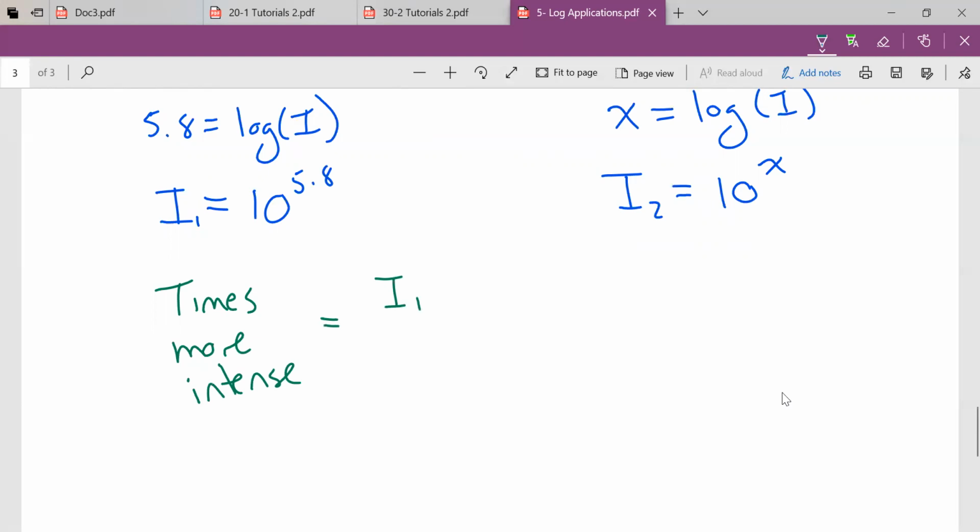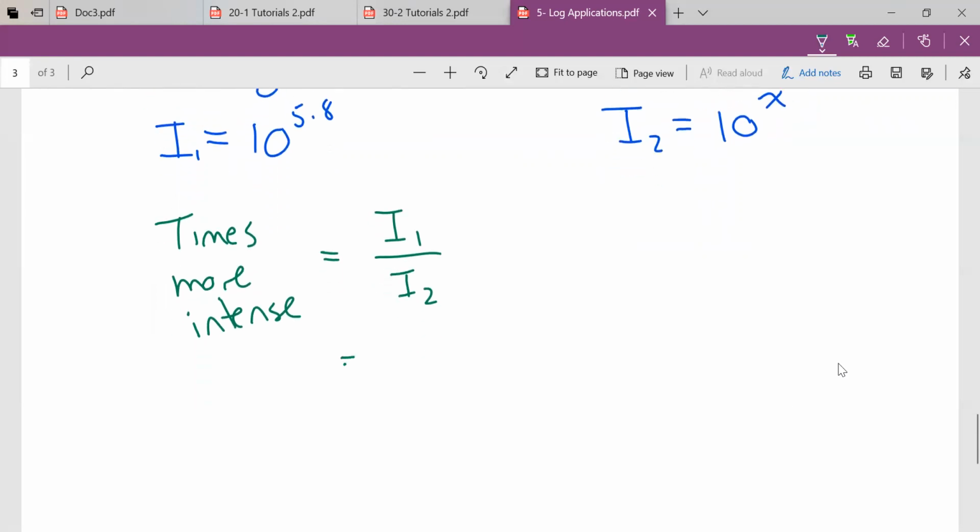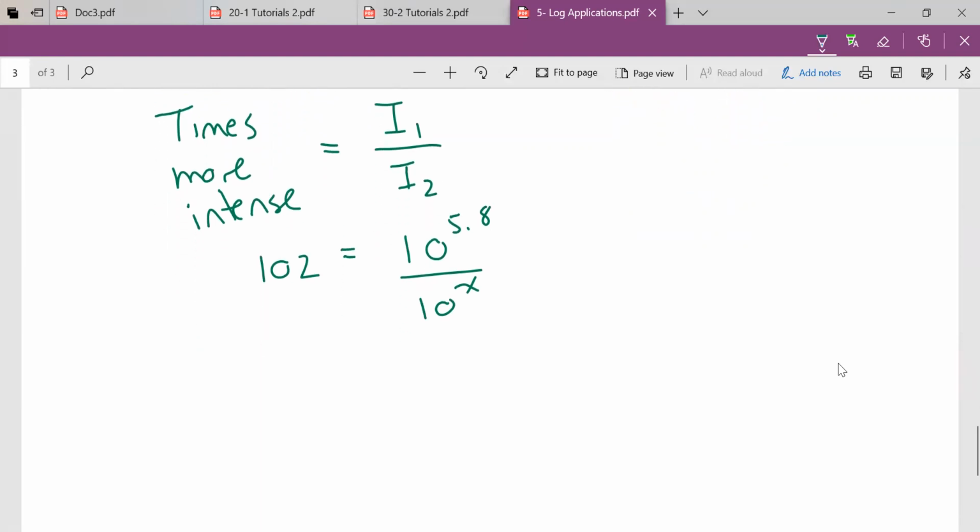While the one in Cusco was said to be the larger one. So we're going to divide these two things. And this time I'll go down the page properly. So this will be 10 to the 5.8 over 10 to the x, but this time it tells us it's 102 times more intense. So there's that 102. Okay, we just keep simplifying. Divide on the right-hand side here. So we subtract our exponents like that.